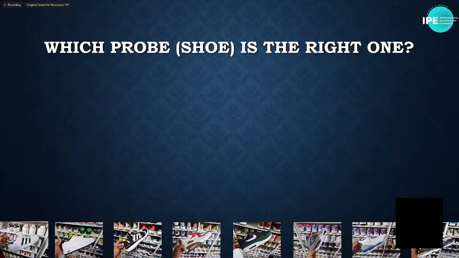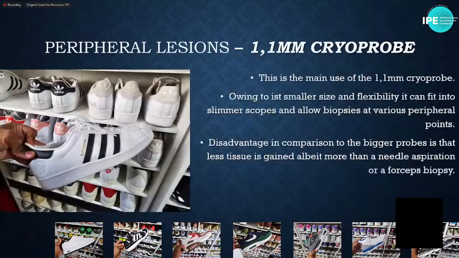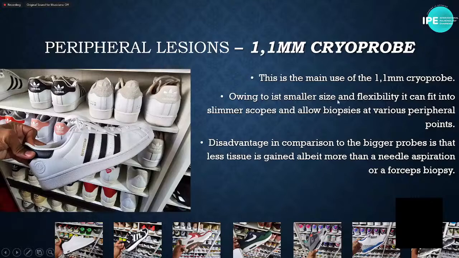For example, if I'm thinking about doing a peripheral biopsy, I'm going to take the 1.1. The 1.1 is a smaller cryoprobe. It's more flexible. Owing to its smaller size, I can use it with relatively slim bronchoscopes, meaning I can get further down. That's like the Adidas Superstar. It's small, it's comfortable. You can use it at any time.